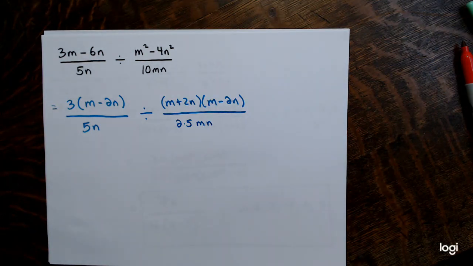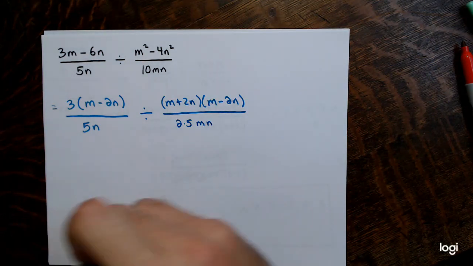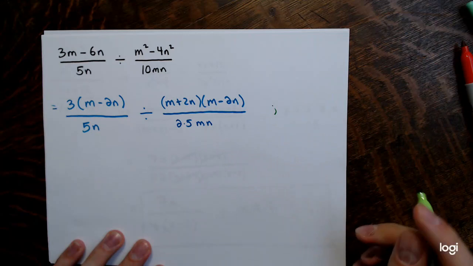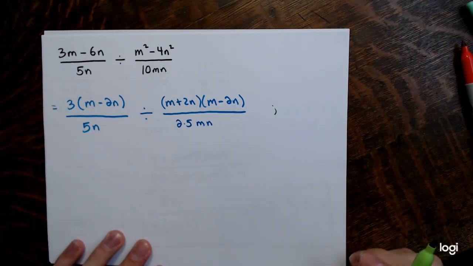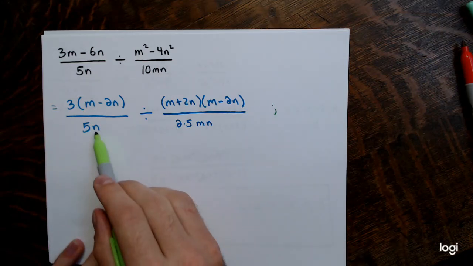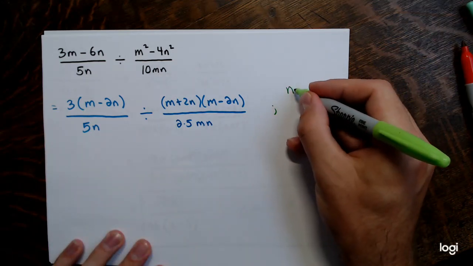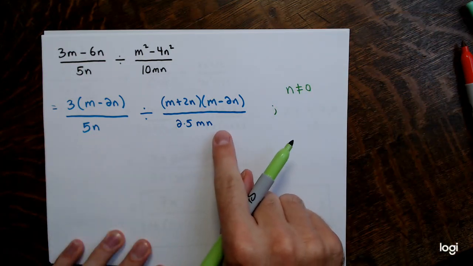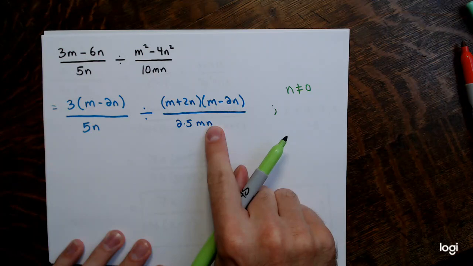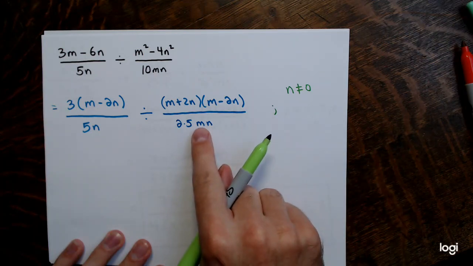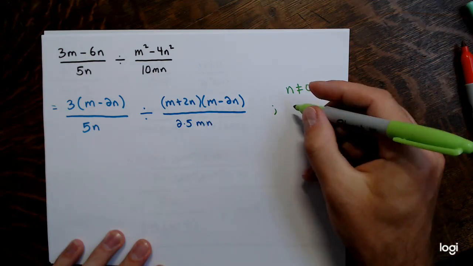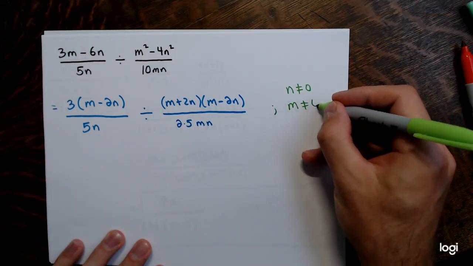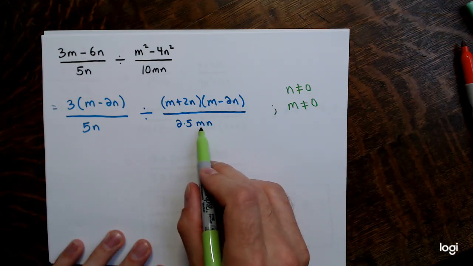Okay, so now that everything's factored completely, again I'm going to, off to the side here, write down some numbers that we can't use for the variables. There's a factor of just n, right? So n can't be 0. That'll make that denominator 0. Same thing here, there's a factor of just n. So n can't be 0. Same thing in this denominator, there's a factor of just m. So m can't be 0 either, because that would make that denominator 0.